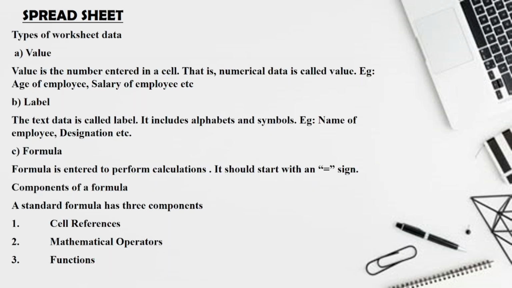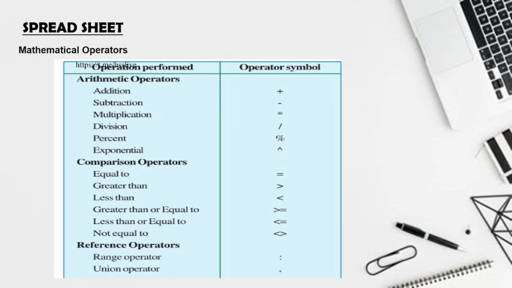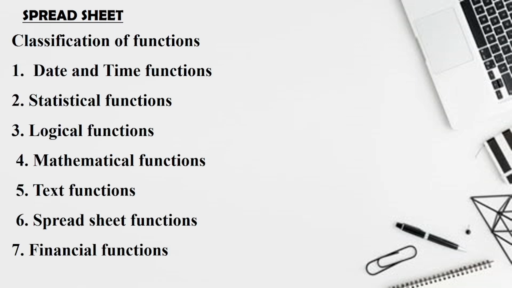Then the types of worksheet data include what data we are entering, in the form of values, labels, formulas. We are using those formats for entering data. Then the mathematical operations include a lot of operations: addition, subtraction, multiplication, division, percent, exponential, then equal to, greater than, less than, like that a lot of operations are there.